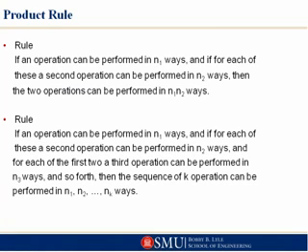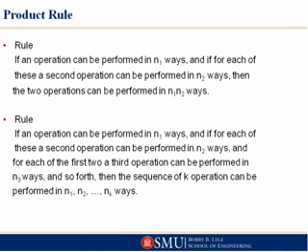Product rule. If an operation can be performed in N1 ways, and if for each of those a second operation can be performed in N2 ways, then the total number of ways the operations can be performed is N1 times N2 ways. That's the total number. And I'll show you an example of this in a moment.